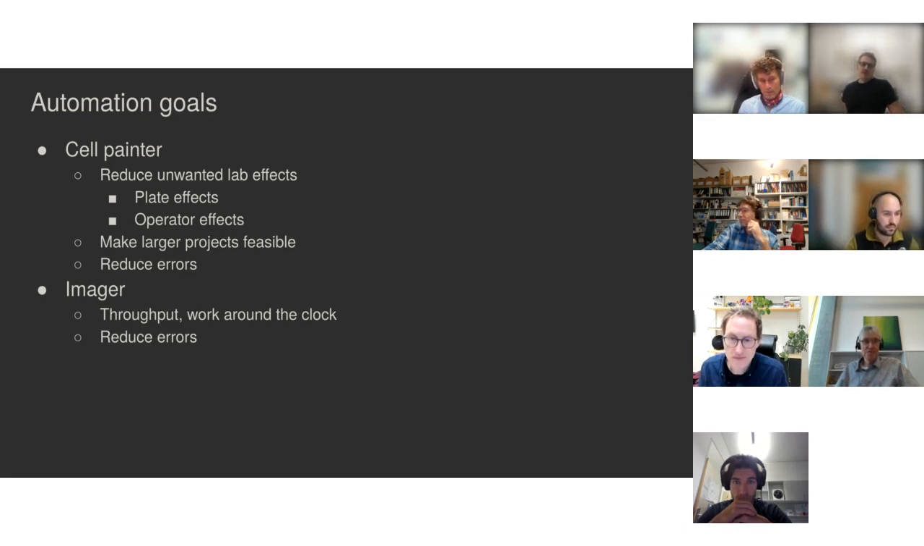And for the imager, we can work it around the clock and also reduce errors. And since we have been running this, I started almost 3 years ago, and 2.5 years ago we had the first automated cell painting, and it has been working successfully. So I think we have achieved these goals.